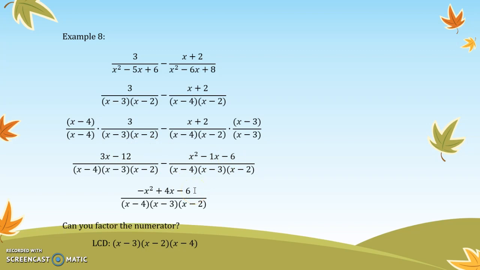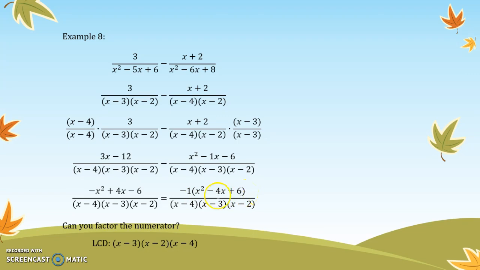Can we factor the numerator? I can. I'm going to factor out a -1. So by factoring out a -1 turns that first term into a positive, switching the remaining terms. But now there's nothing I can do to multiply to 6 and add to -4. So even though we could factor, we can't simplify past this point. So this whole piece is our final answer.